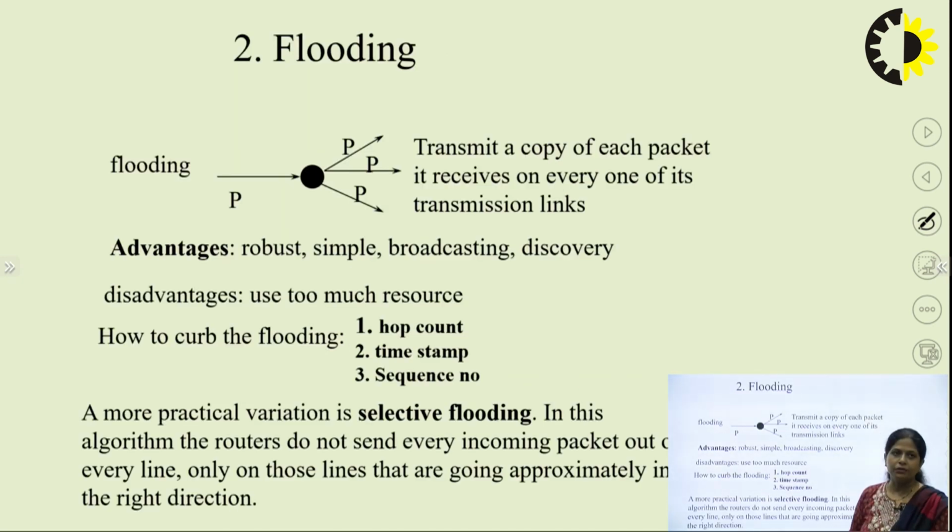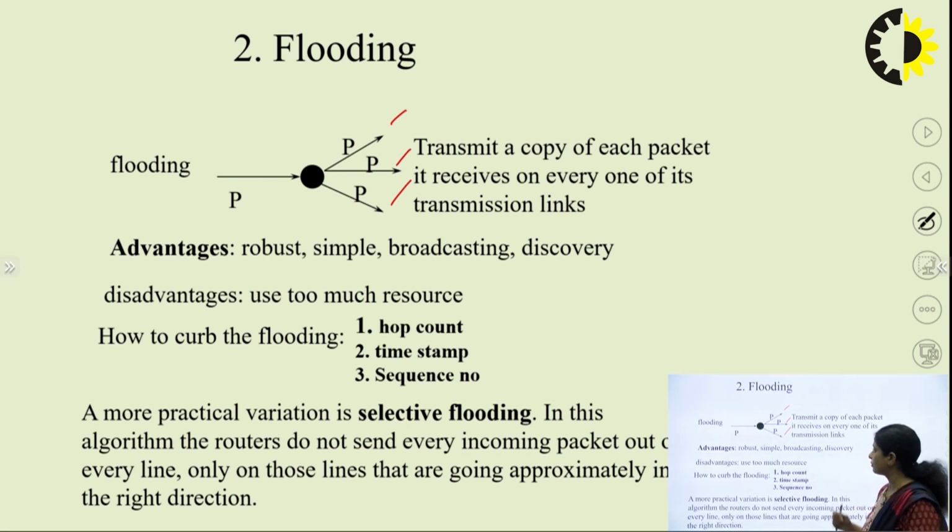The next we have flooding. Flooding, as the name indicates, floods and transmits a copy of each packet it receives on every one of its transmission links. Whatever number of transmission links there are, it will send on every transmission link, right? But what is the advantage in this case? It is robust, quite simple, and useful for broadcasting and discovery. These are the advantages of flooding.